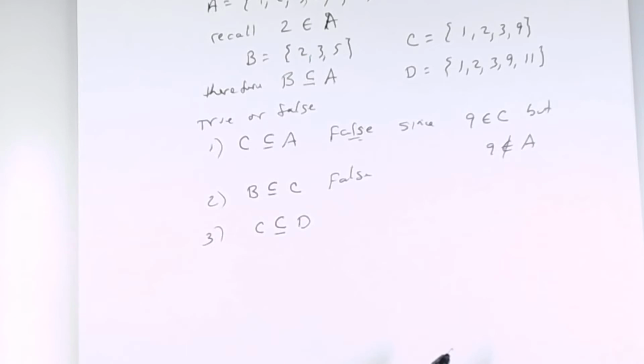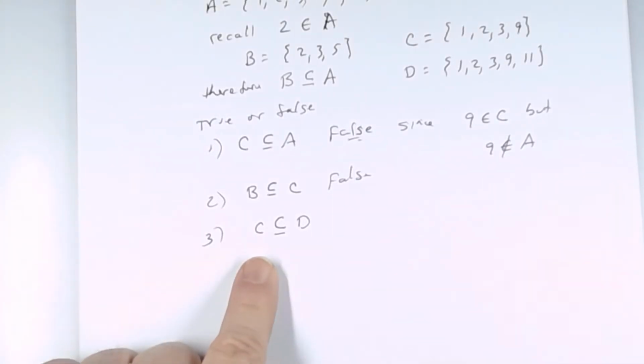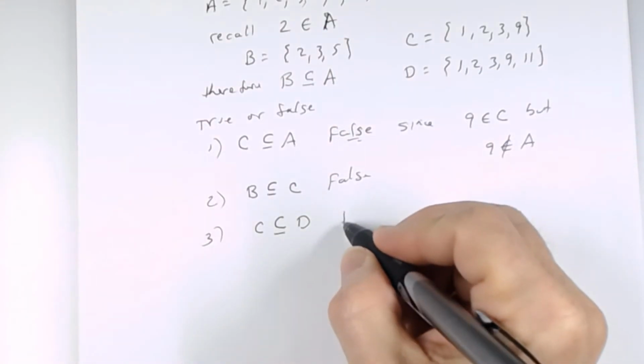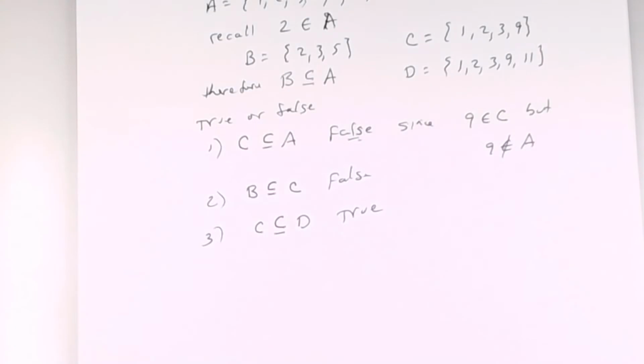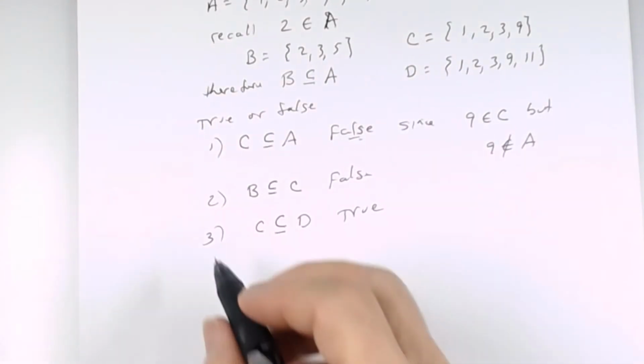Why is it false? That's a true statement, right? Because in order to be true, remember I'm asking, is C a subset of D? So every element of C has to be where? In D. Is every element in C also an element of D? Yes, that's a true statement. So that's true. If it was the other way around, it would be false.